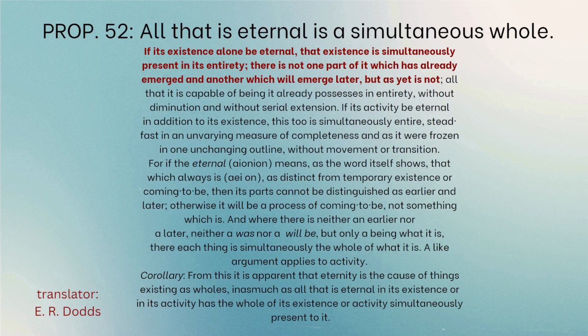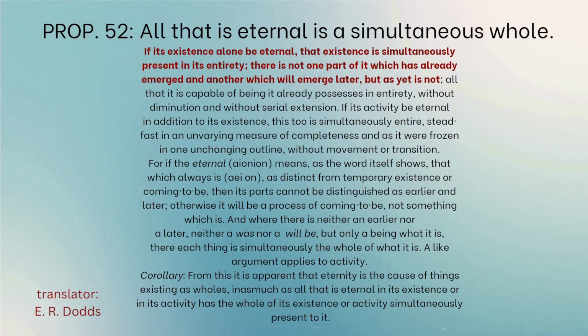And he starts off his explanation by explaining that if its existence alone be eternal, that existence is simultaneously present in its entirety. There is not one part of it which has already emerged and another which will emerge later, but as yet is not. So eternity is not broken up into past, present, and future. It is what Proclus is calling here a simultaneous whole.